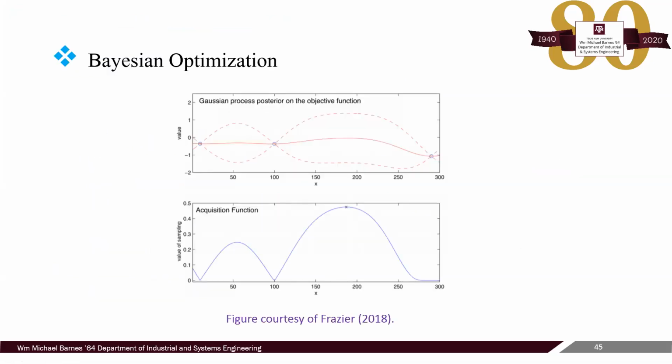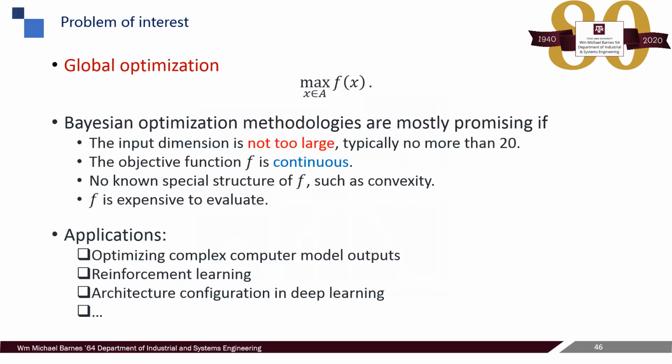Okay, so the last part of the talk today is Bayesian optimization, which is a global optimization method widely used in machine learning, especially in recent years. Many people are using this method to do optimal tuning for artificial neural networks or find the best architecture of the neural network. The general formulation of this problem is a global optimization.